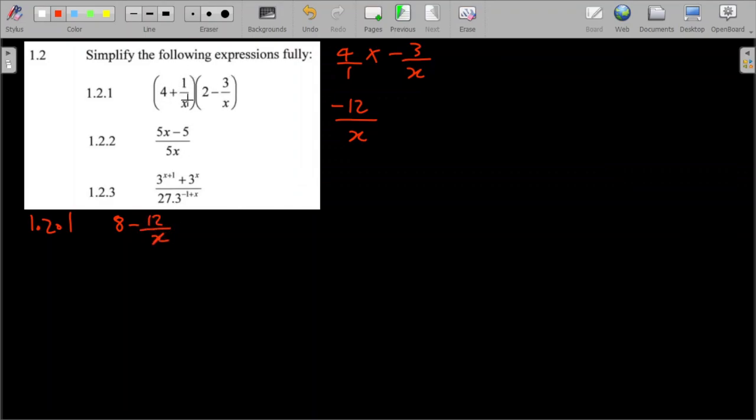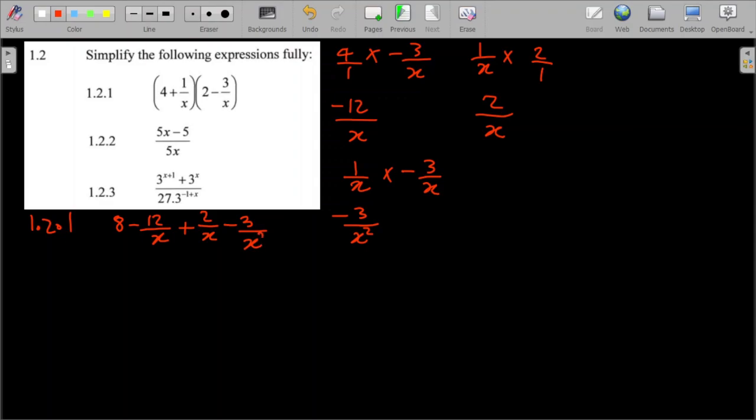Done with the first part. Now I'm coming to this one, which is 1 over x times the first one here, which is 2. Now this is over 1. Numerator is 2. Denominator is x. So this is going to be positive 2 all over x. Now the last one, which is 1 over x times negative 3 over x. Numerator is going to be negative 3. Now x and x give us x squared. So I'm going to have negative 3 over x squared.